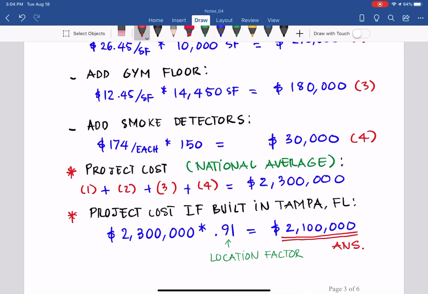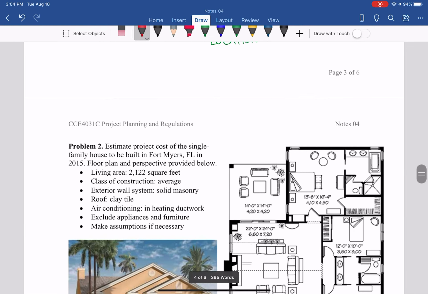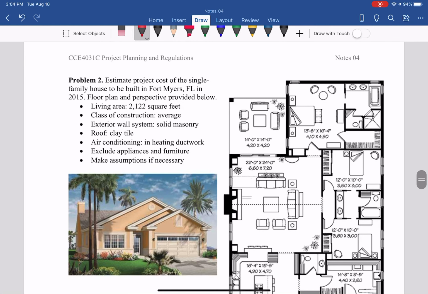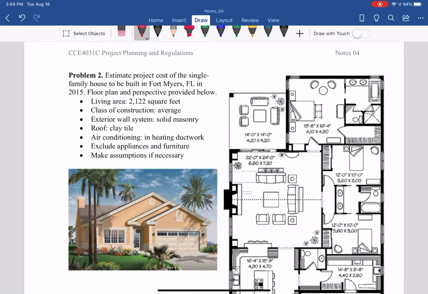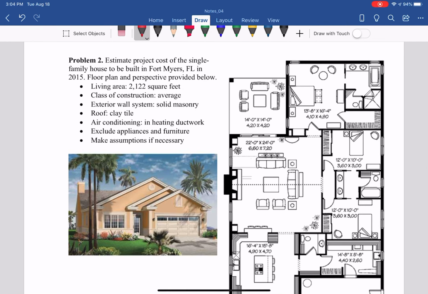So for the next problem, with the form provided in the face-to-face class, here I ask you to use the references provided on Canvas, reference A, B, and D, and the form to do the estimate for this residential house. And by now I think you can make your own adjustments before you watch the video on how I quickly demonstrate estimating this house.